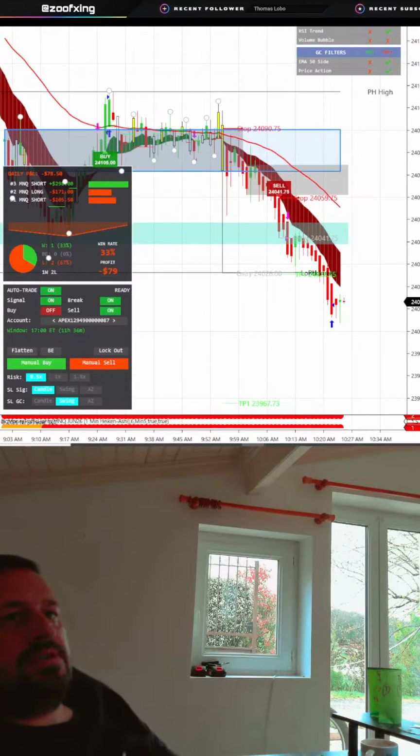So we've come down to, really got a little bit further. I'd expect us to come down. Let's see if we can get a break candle or a retracement back up before a continuation.